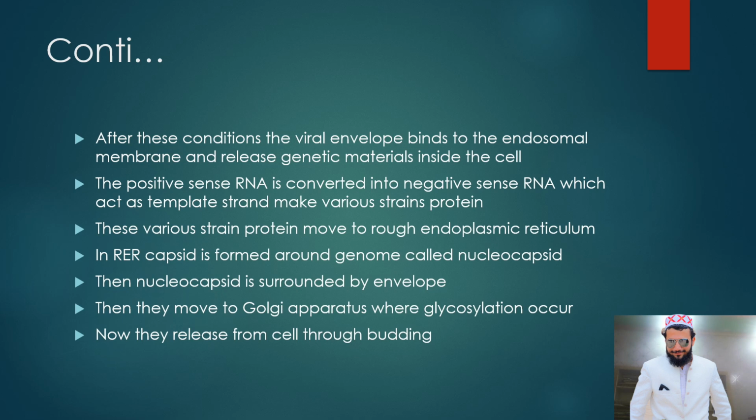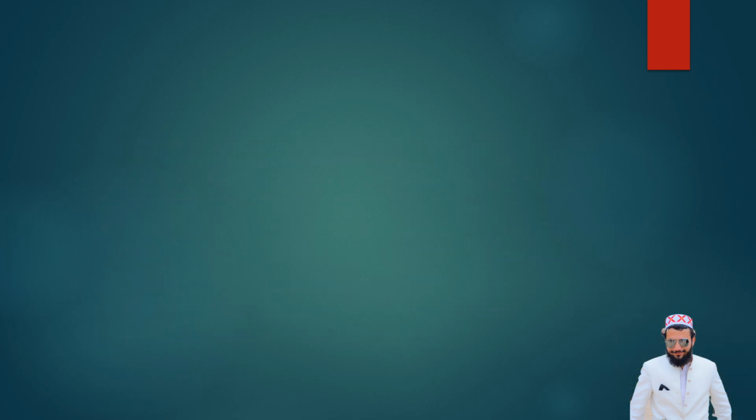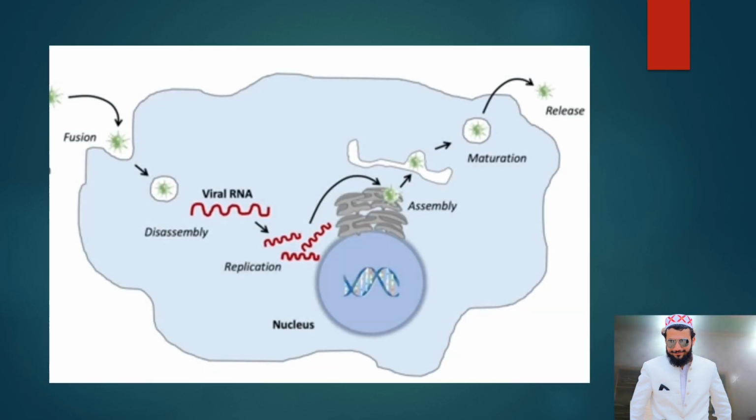These various proteins move to the rough endoplasmic reticulum. In the rough endoplasmic reticulum, the capsid is formed around the genome, called the nucleocapsid. Then the nucleocapsid is surrounded by the envelope. Then they move to the Golgi apparatus where glycosylation occurs. Now they are released from the cell through budding.